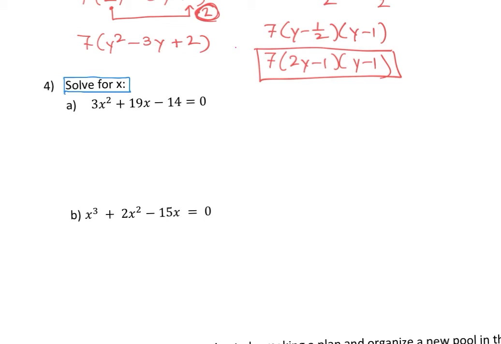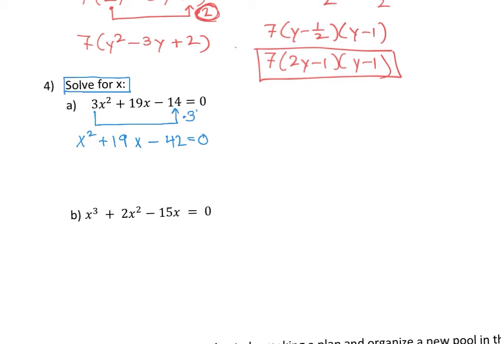Okay, if we're going to solve an equation by factoring, we first need to factor. All right, so I have this factoring. I have 3, 19, and 14, and that means there's no common factor. So I'm going to take this 3 and multiply the 14. So that gives me x squared plus 19x minus 42 equals 0.